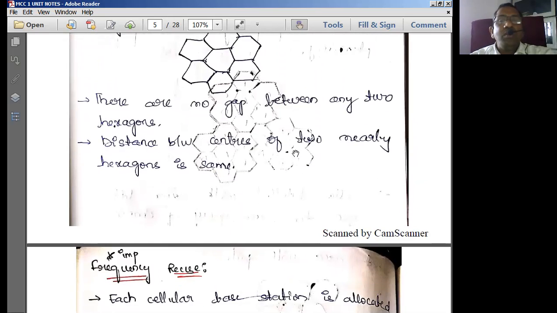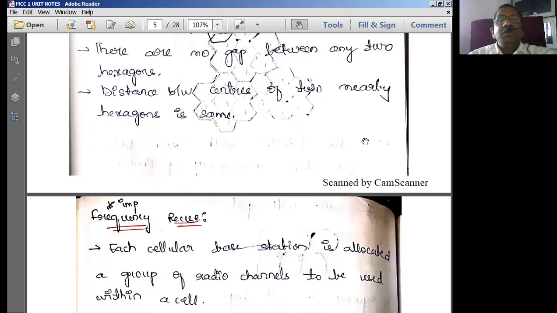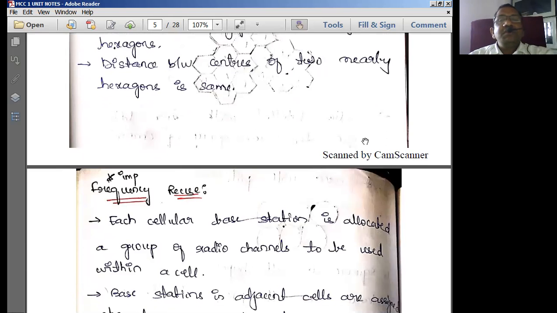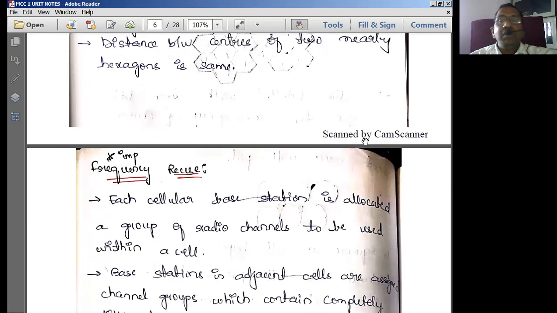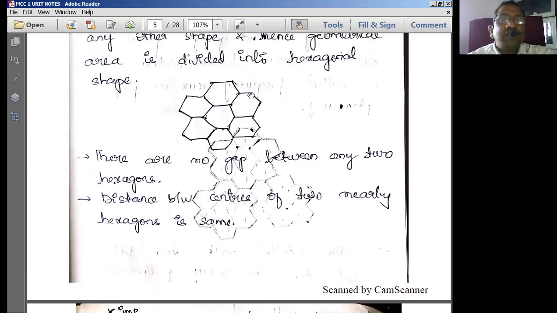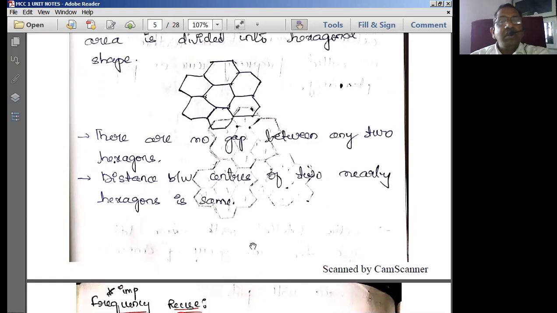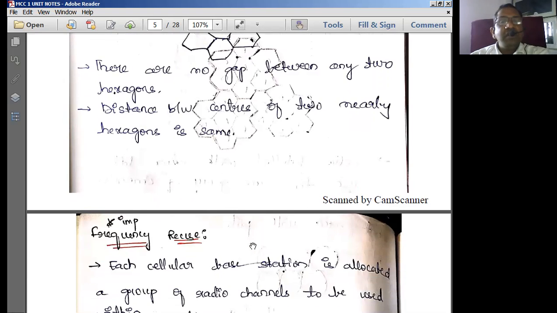Now we already know what a hexagon is. How many sides does a hexagon have? A hexagon has 6 sides. That is basically what a hexagon is. Now the distance between the centers of two neighboring hexagons is the same. If you take two cells, say this cell and this cell, or three cells, the distance between the centers of two subsequent cells is the same. Therefore the coverage of voice or data is very good in the case of the hexagonal shape of the cell sites.